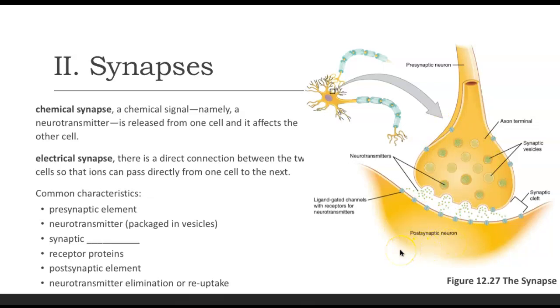An electrical synapse is when there is a direct connection between two cells so that the ions can pass directly from one cell to the next. So that would be something that would take place, let's say, in a cardiac muscle cell. And so some of the characteristics that are going to have to take place within a synapse is this presynaptic element, our neurotransmitter, a synaptic cleft, which is a space in here, receptor proteins, our postsynaptic element, and something to eliminate neurotransmitters like an enzyme or reuptake.